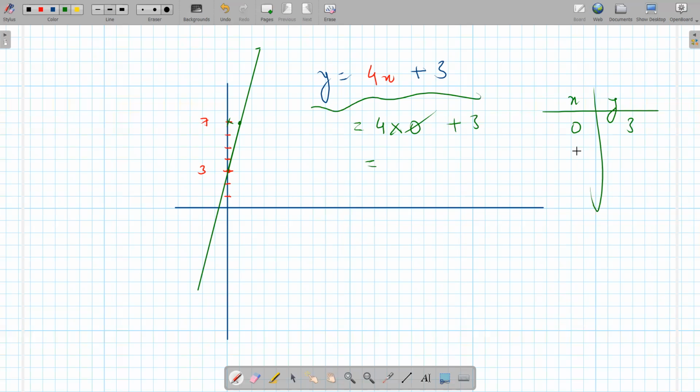Okay, and another point. When x is 1, what's y? So you just do 4 times 1 plus 3. What does that equal? So 7. 7, right? So there we go. You see both these points match these points, and then you can just graph them. 0, 3 is this point, 1, 7 is that point, okay? This is doing it by a table of values.